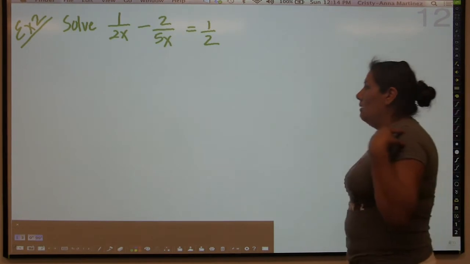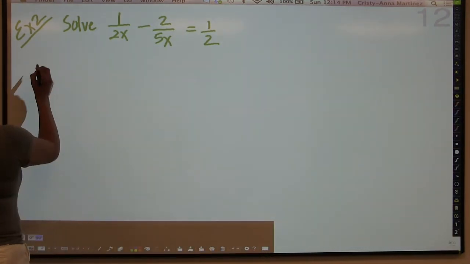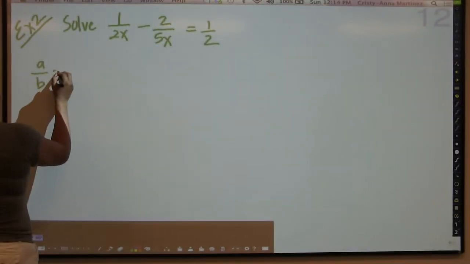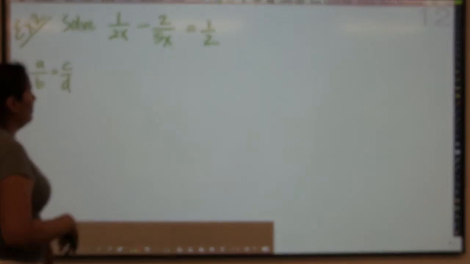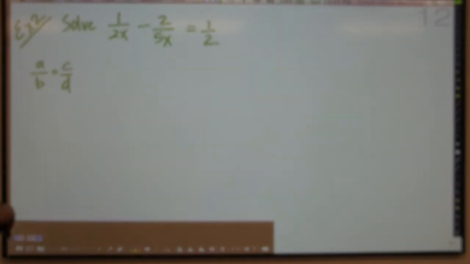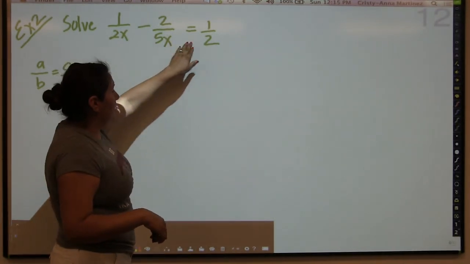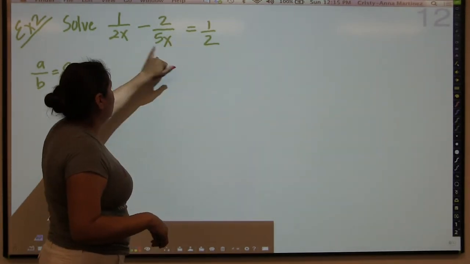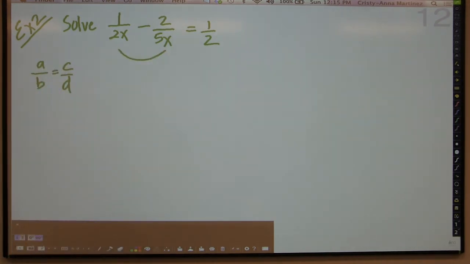quite cross multiply just yet. You can only cross multiply when you have a over b equals c over d. In other words, you have 2 fractions equal to each other. And right now we don't have 2 fractions equal to each other. We have 2 separate fractions that are then equal to this fraction, but this guy is a problem here. We need to either make this into 1 fraction, or we need to get rid of the fractions altogether.